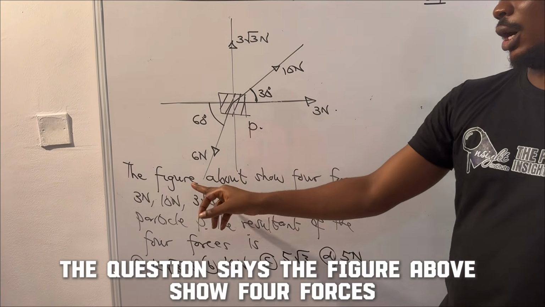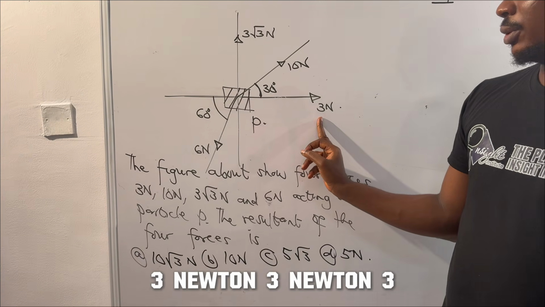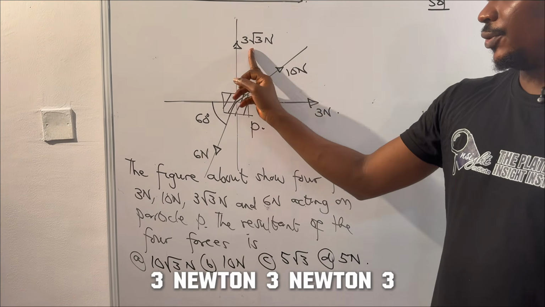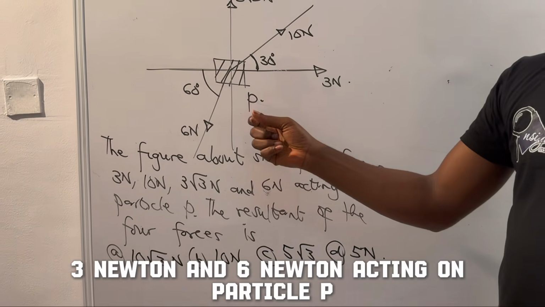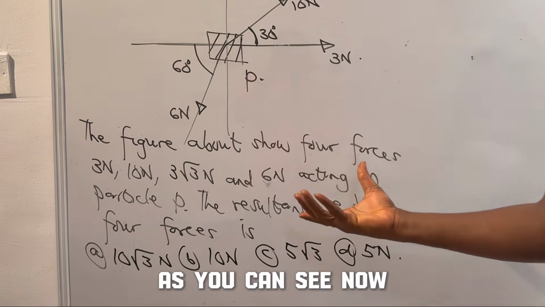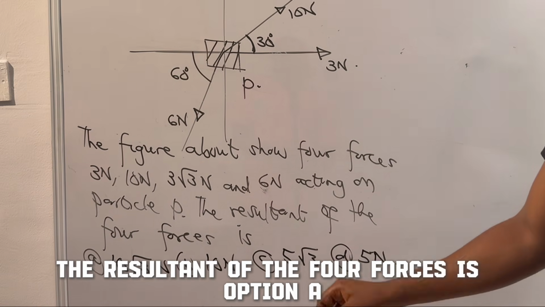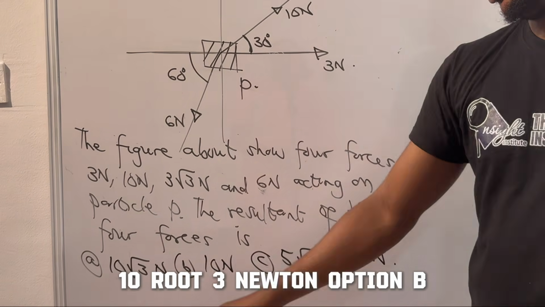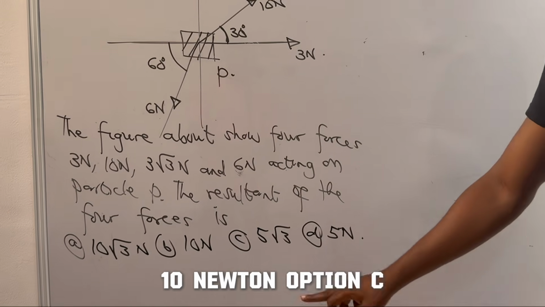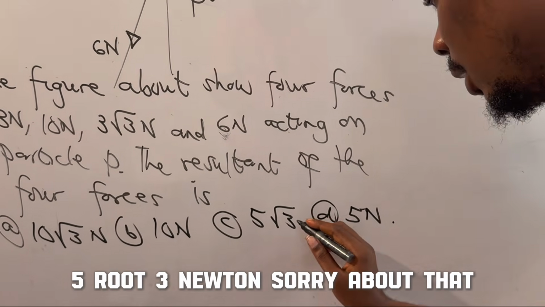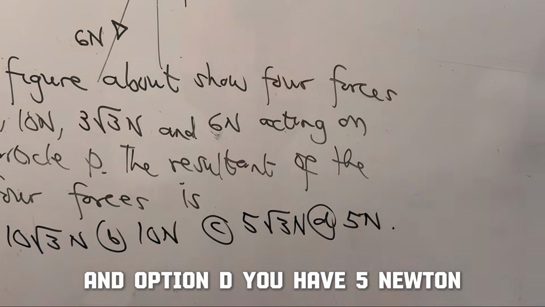The question says the figure above shows 4 forces. What are the 4 forces? 3 Newton, 10 Newton, 3 Newton, and 6 Newton acting on particle P, as you can see. Now, the resultant of the 4 forces is option A, 10√3 Newton, option B, 10 Newton, option C, 5√3 Newton, sorry about that, and option D, 5 Newton.